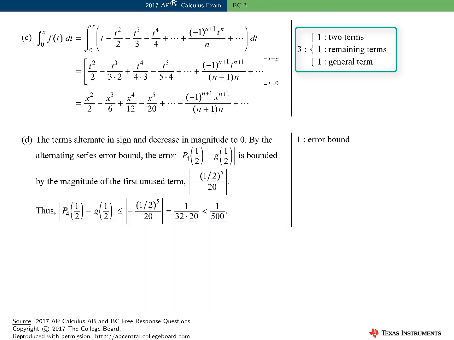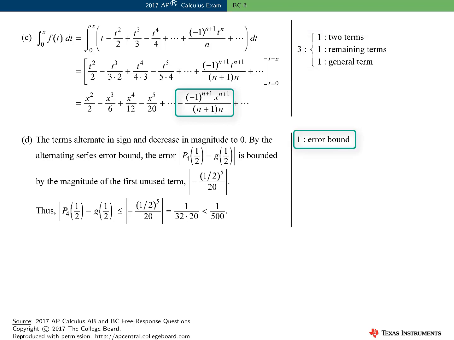Part C was worth 3 points. 1 point for correctly writing any two of the first four non-zero terms of the Maclaurin series for g, and 1 point for the remaining two terms, and 1 point for the general term of the Maclaurin series for g. Part D was worth 1 point for using the alternating series error bound to verify an inequality involving the fourth degree Taylor polynomial for g about x equals 0.